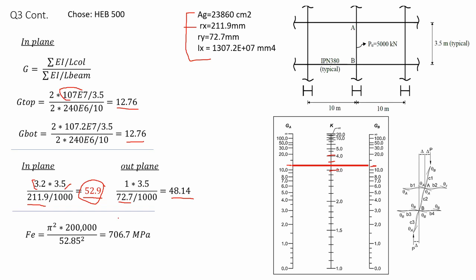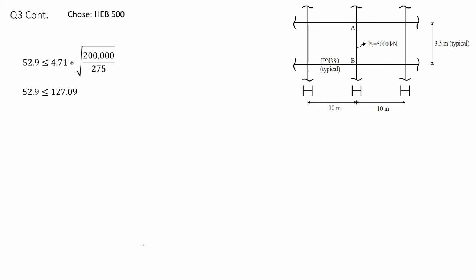So I can proceed now and check for FE. Calculating FE based on this KL over R value, 52.85, you would get 706 megapascal. Now check the slenderness. 52.9 is less than 127. So you will be using this equation. And if you use this equation, you would get FCR equal to 233 megapascal.